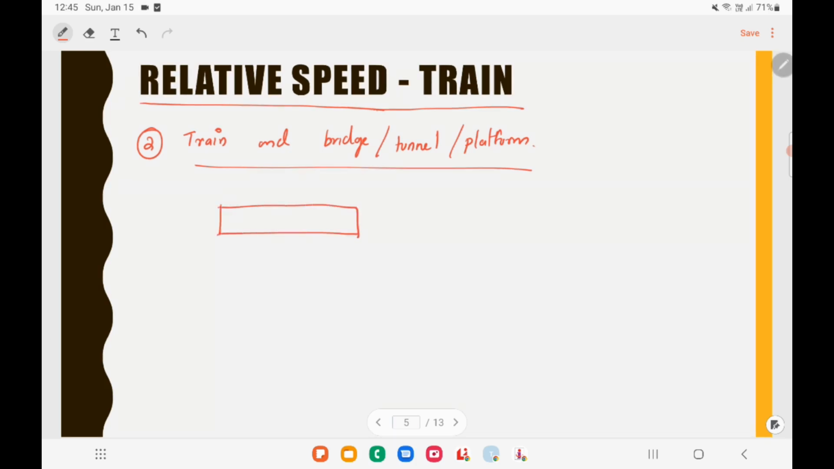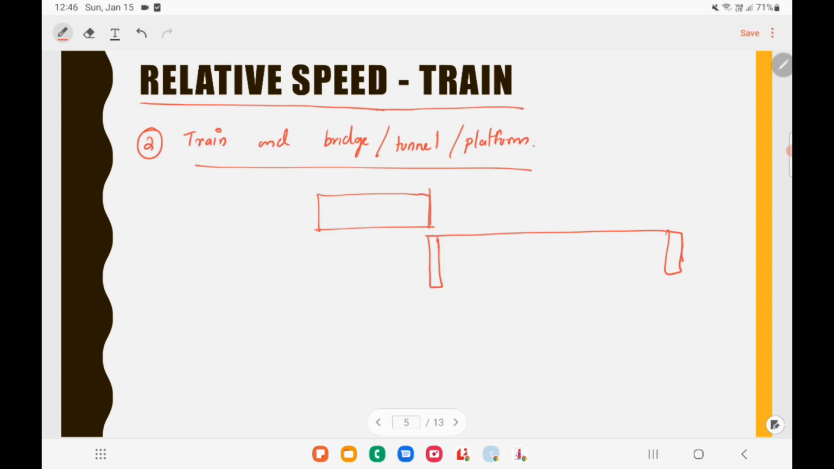So a train is there. The length of the train is L, okay, and the velocity of the train is V, and there is a bridge. It can be a bridge, a tunnel, or a platform, whatever it may be. We want to find out how much time it will take for the train to cross this bridge. Let us assume that the train is here now, that means the front of the train is here. It just started to cross the bridge.